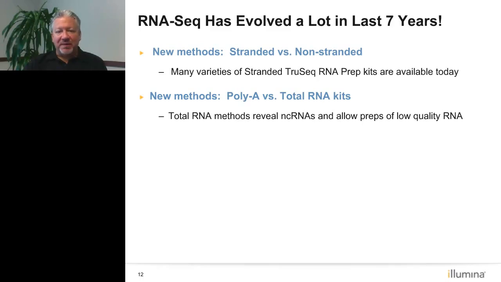We have many new methods in terms of comparing poly-A to total RNA kits, as I alluded to a few slides ago. Total RNA has a lot of advantages in that it allows us to look at these non-coding RNAs, many that don't have poly-A tails, and they have been providing a lot of interesting biology to researchers over the last 5 years. And the other thing that's a subtlety in working with the total RNA is that it's much less sensitive to RNA degradation than a poly-A prep.